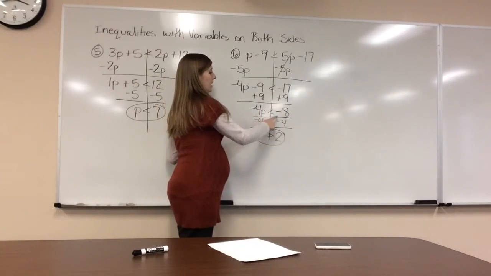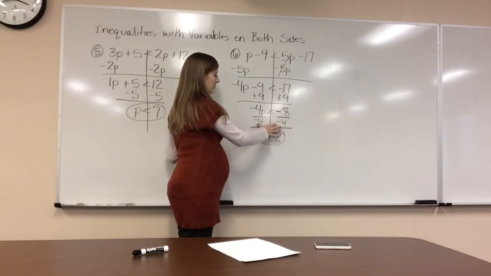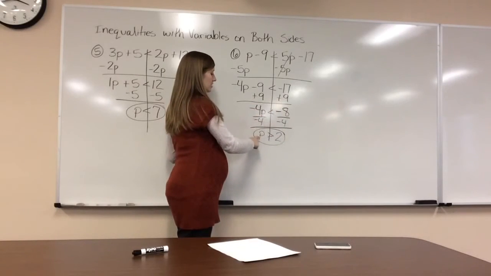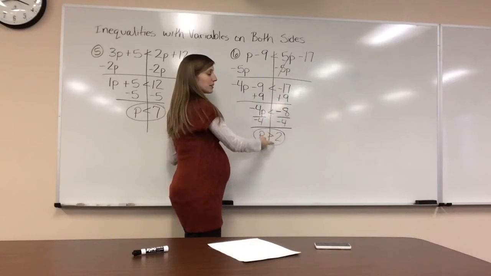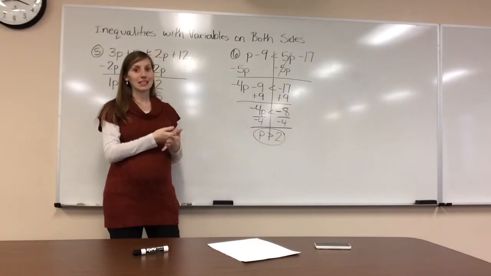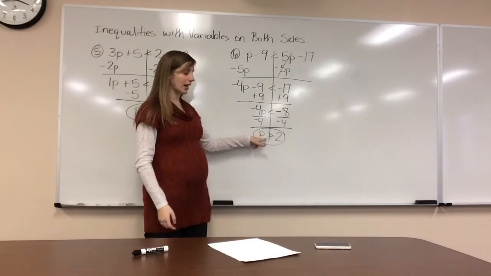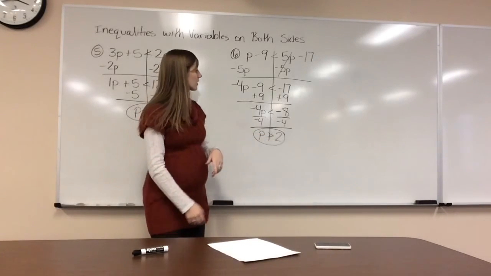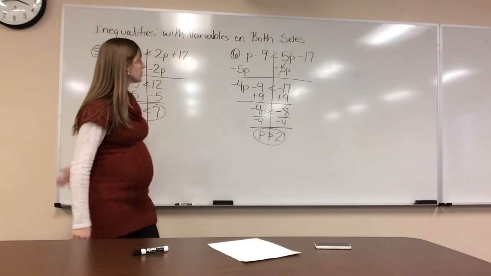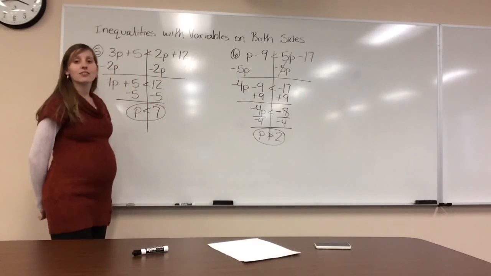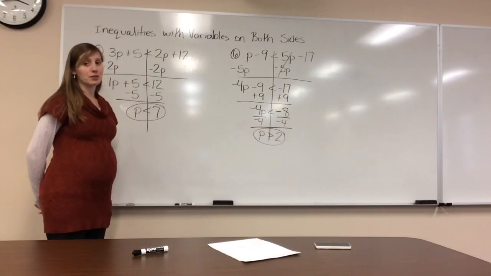And then at this point, I have to divide both sides by a negative 4. So my p just drops down. I did flip the inequality sign at this point because I did divide both sides by a negative. So it becomes p is greater than positive 2. So that's your solution for problem number 6. And that's the end of our lesson on inequalities with variables on both sides.